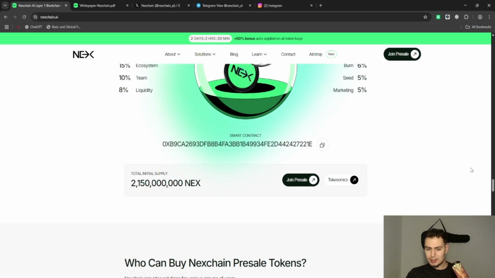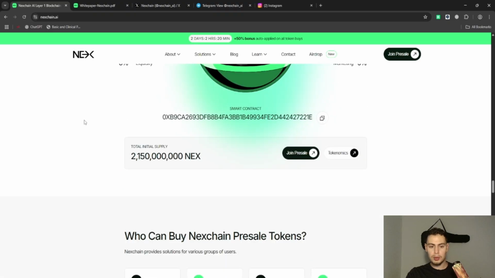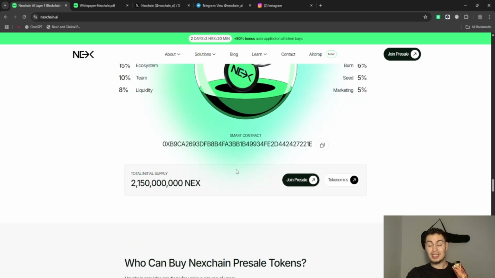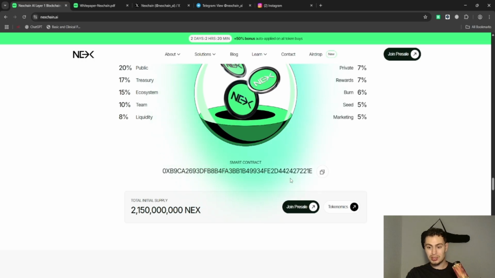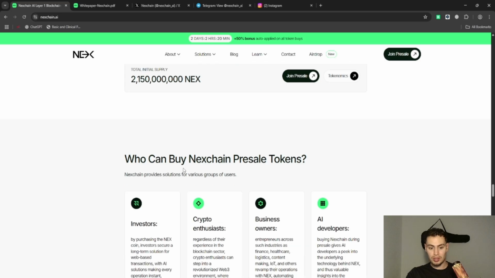There's no staking, guys, but that's interesting. Most of the time they drop a staking here, but that's no problem. You can see total initial supply is like 2,150,000,000 NEX. So that's what they have right now in their token supply. And you can see you can purchase the joint presale tokenomics.